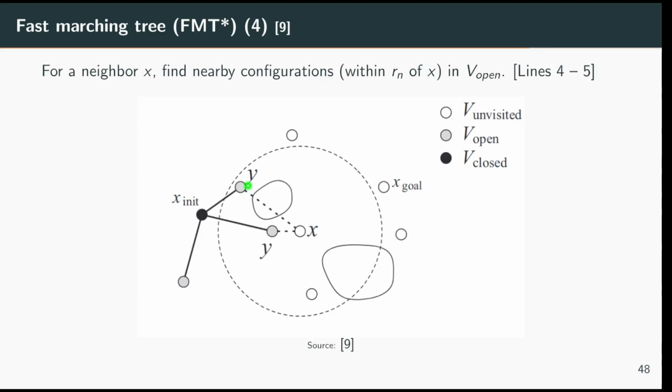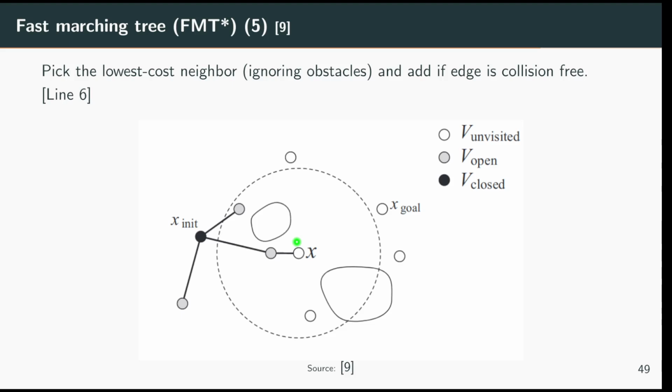And then we consider both of them and look at the cost. So would it be better to go from here to X, or would it be better to go from Y to X? And for this check, we really just look at the cost. We don't do any kind of validity or collision check yet. And in this case, the cost here for this connection would be better. Then we do the collision check, and we add it.